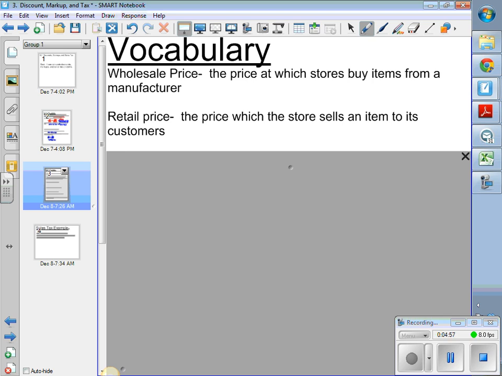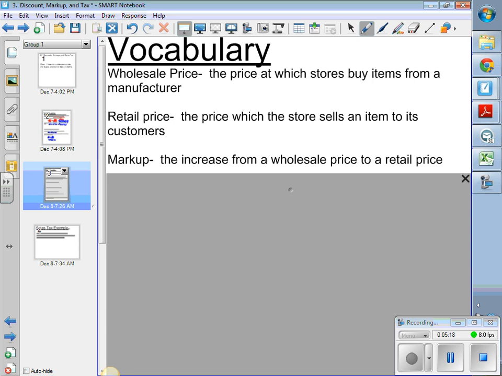So just a little story here. My husband used to own a music store and actually we still have a business where he does this. So when he buys things from his dealers, he buys them at his cost, his wholesale price, and then he gets to mark them up, which is the next word. A markup is the increase from the wholesale price to a retail price.